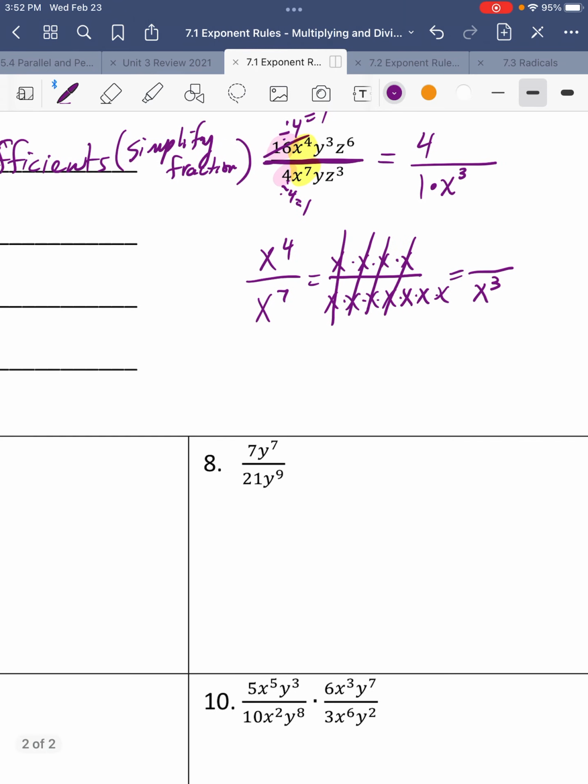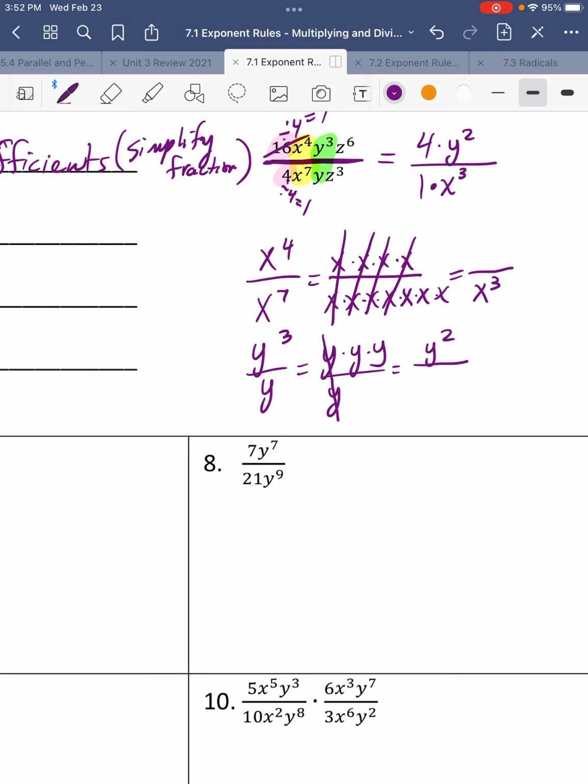Then we are going to be continuing with our y's. So y to the 3rd over y. So you have y times y times y in the numerator and a y in the denominator. Cross them out. What do you have left? You have a y squared in the numerator, so times y squared.